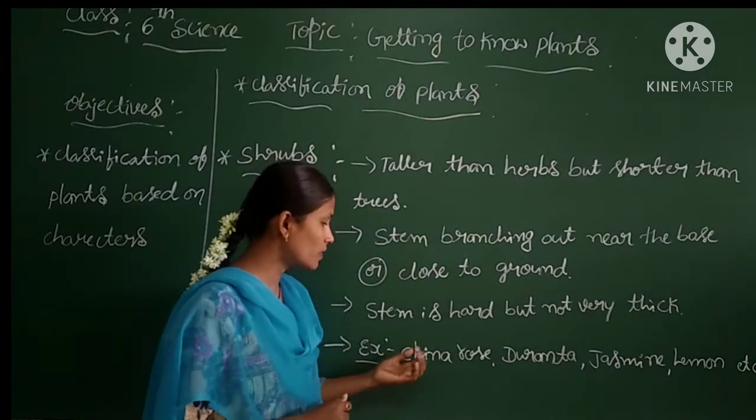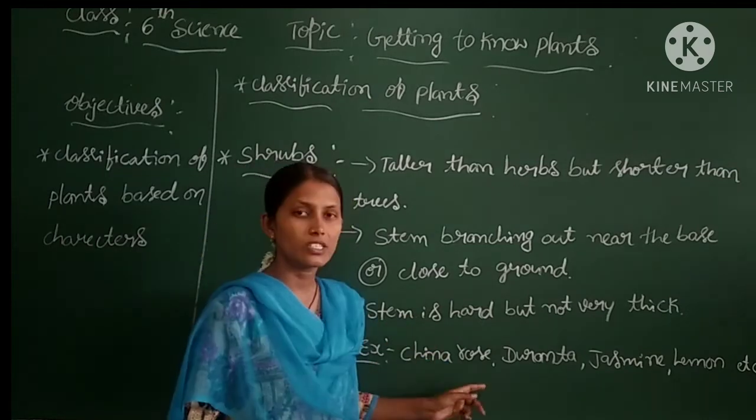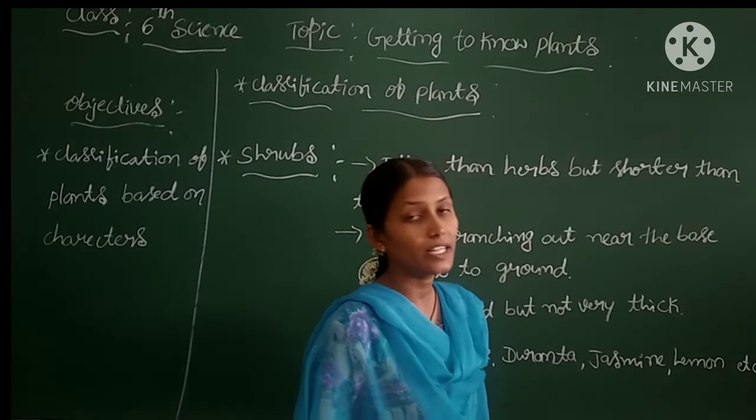Next one, what are the examples for shrubs? These are China rose. China rose is nothing but hibiscus flower. Next, guava, lemon, etc.